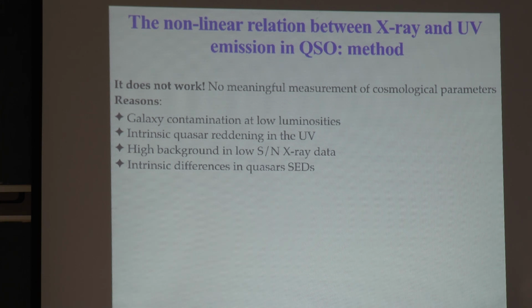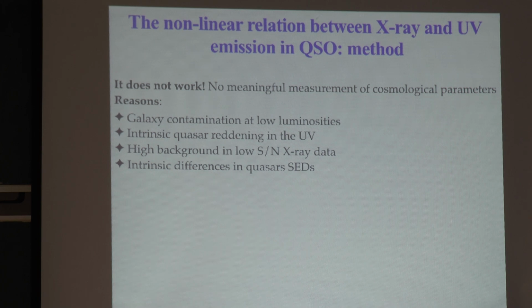Why? Well, it may be intrinsically high. That correlation that I sketched there may be intrinsically not so tight, but there are also a lot of observational problems. In particular, galaxy contamination at low luminosities makes it difficult to estimate the UV flux due to the quasar and to separate it from the component due to the galaxy. There may be intrinsic quasar reddening. A little dust along the line of sight can alter the measurement a lot, and so we may have a huge uncertainty, even an order of magnitude error, in the measurement of this luminosity.